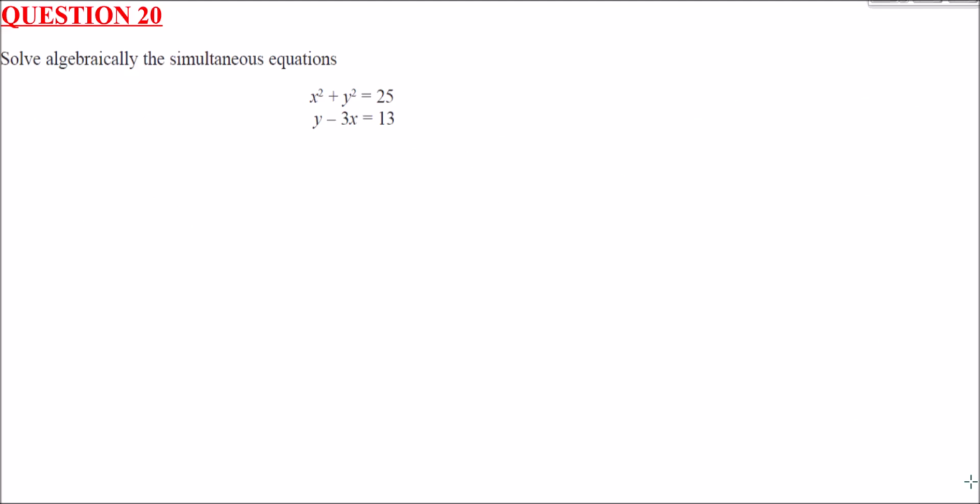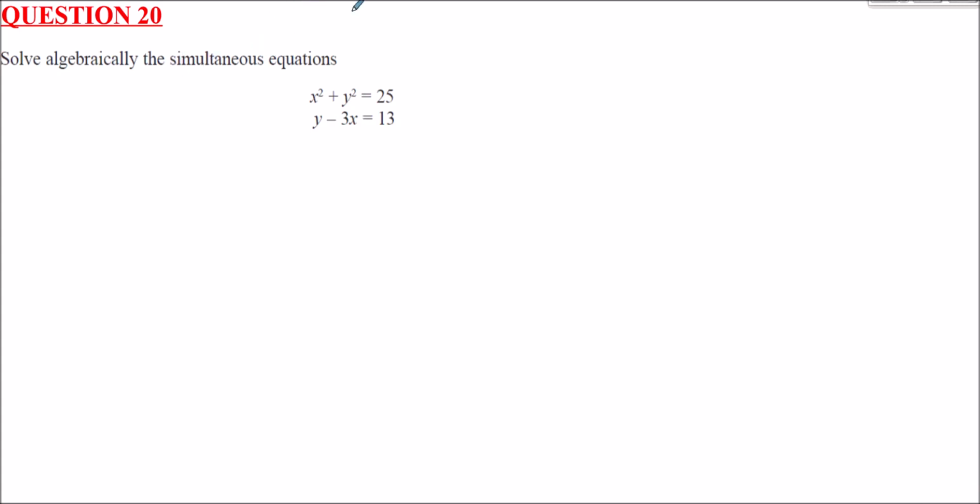Question 20, a very tricky simultaneous equation question because one of these isn't linear. So solve algebraically the simultaneous equations. X squared plus y squared is 25, y minus 3x equals 13. It does say algebraically, so you can't do it as trial and error. How you would do it as trial and error anyway, I don't know.